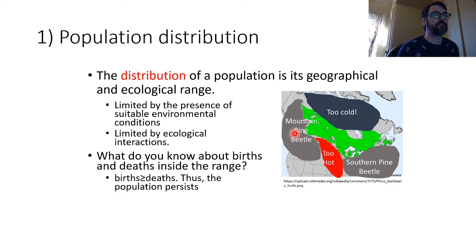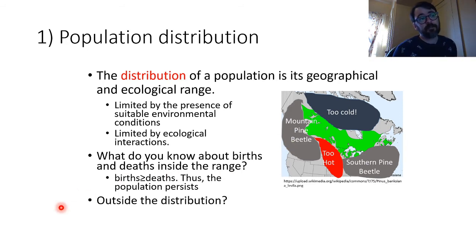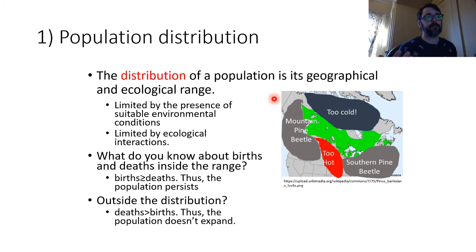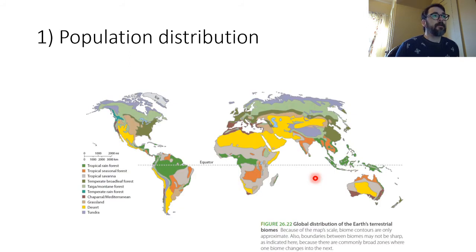Hopefully that's intuitive. You could ask the same question, what do we know about the distribution of jack pine outside the distribution? It's the opposite, right? Deaths now have to be greater than births, otherwise the population would begin to spread north and south, right? And so these are the things that control the distribution of a population. It's births and deaths. But remember, there's a third population level process, and that's dispersal, right?